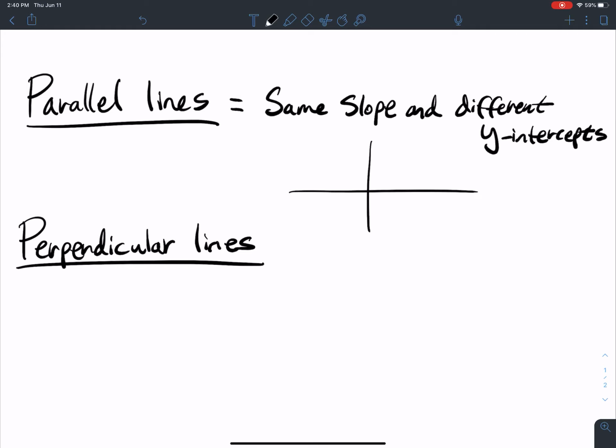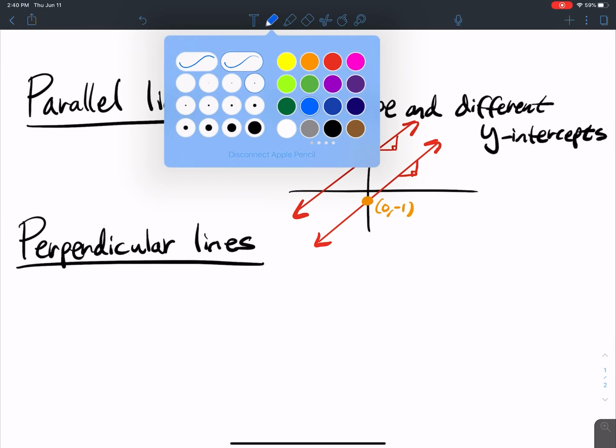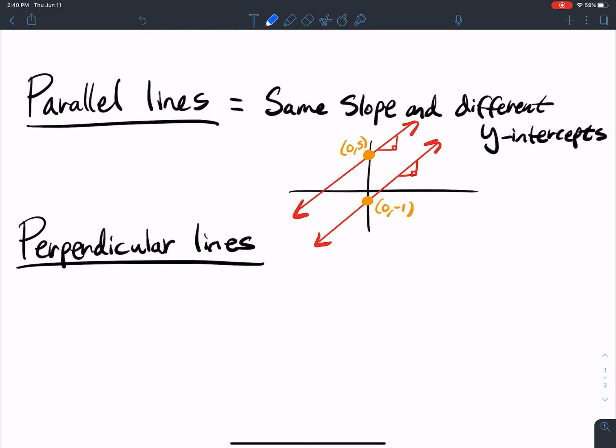Okay, so if I have two parallel lines, their slopes are the same. The rise over the run is the exact same rise over the run for the other one. And the intercepts, however, you can see are two different intercepts. Maybe that one's (0, -1), and this one's like (0, 5). So they have different intercepts, but they have equal slopes. So the thing to remember is the slope is equal to the slope. Okay, equal slope.